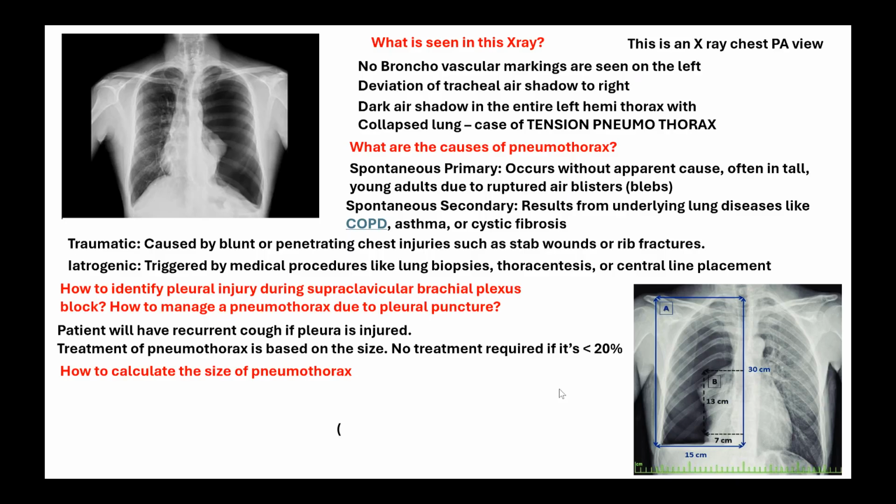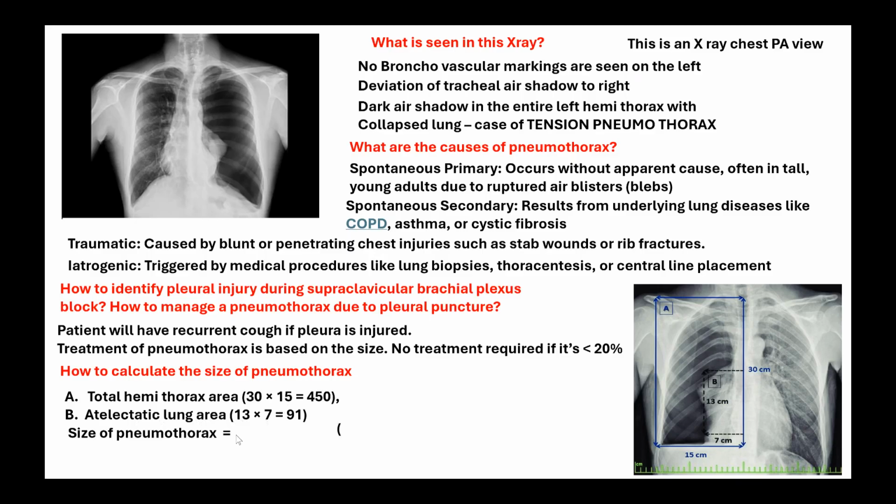That is the mark, and that comes to 7 centimeter into 13 centimeter. Okay. So the total hemithorax volume is 30 into 15. Atelectatic lung area is 13 into 7. So size of the pneumothorax is A minus B, that is hemithorax minus the atelectatic lung, divided by the volume of the hemithorax, multiplied by 100, that is the percentage. Okay. So 450 minus 91 divided by 450 into 100 is the percentage. Okay.